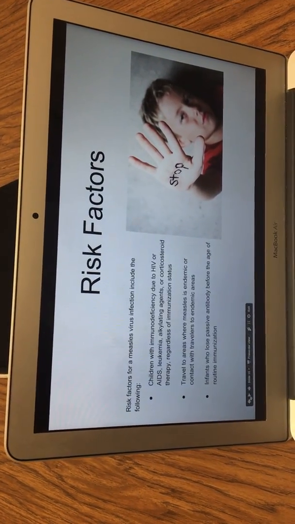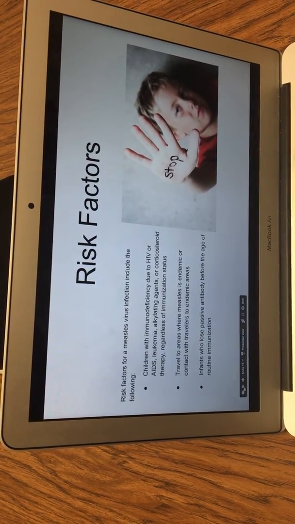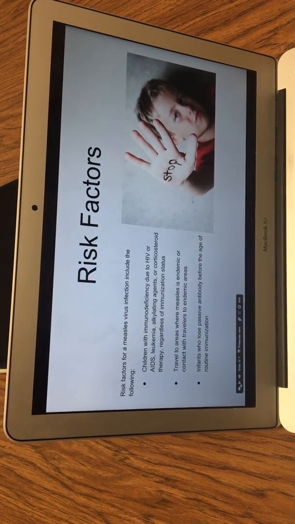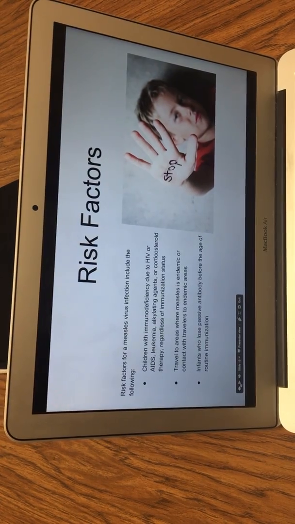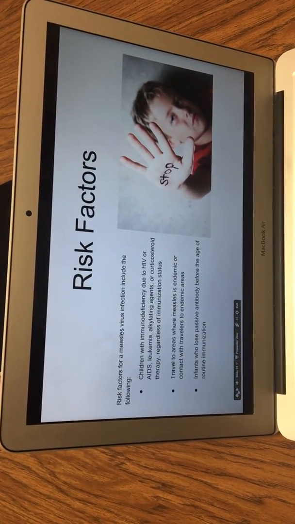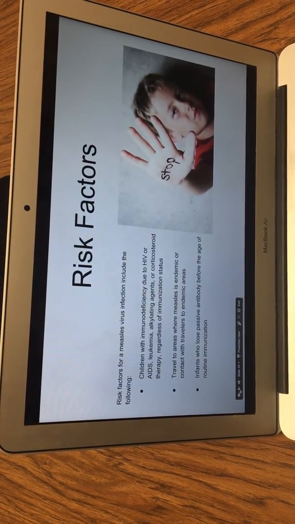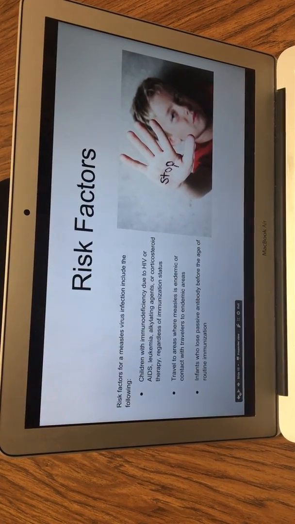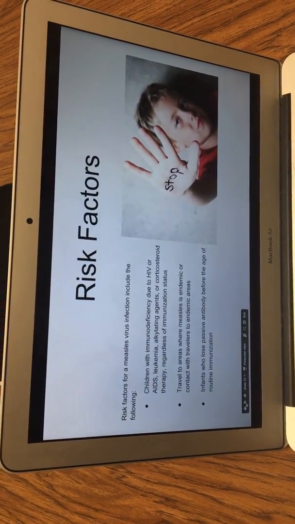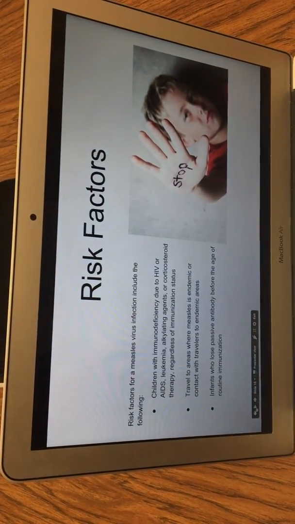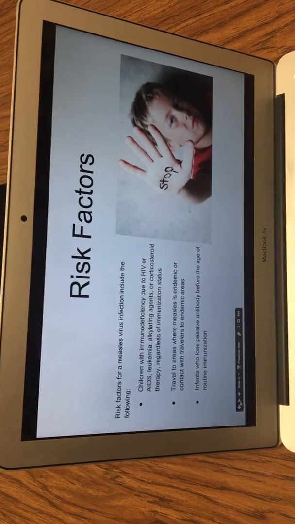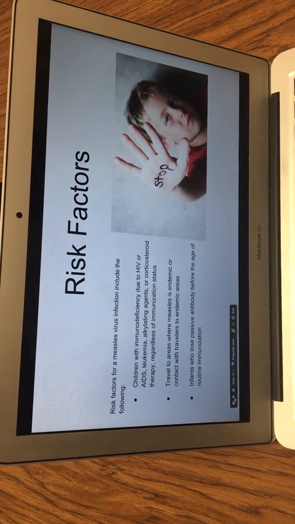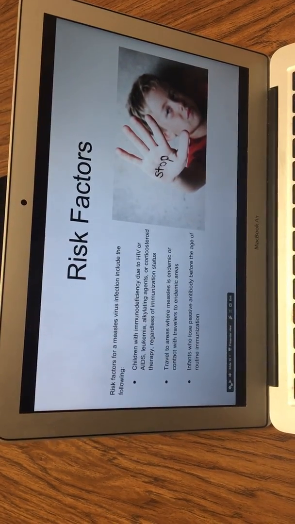The risk factors for this are children with immunodeficiency due to HIV or AIDS, or leukemia, alkylating agents, or corticosteroid therapies, regardless of the immunization status. Also, people who travel to areas where measles is endemic, or are in contact with travelers to these areas, are at risk of getting it. And infants who lose the passive antibody before the age of their routine immunization are at risk of receiving measles.